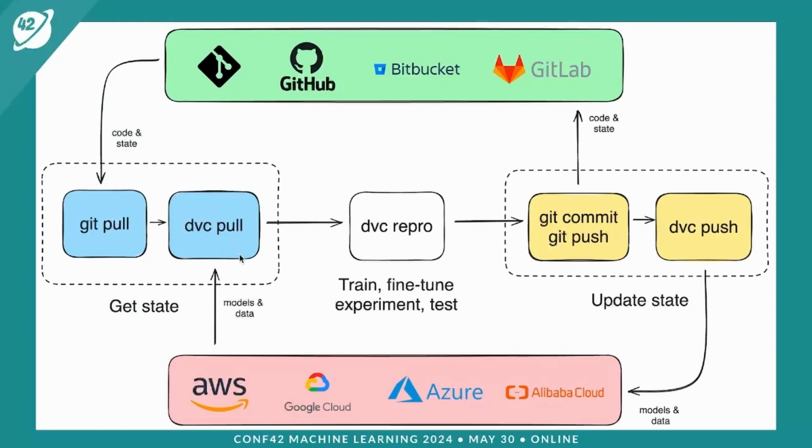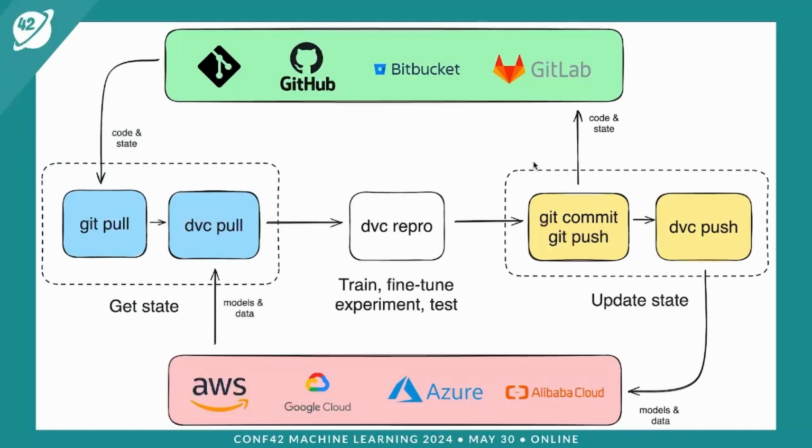This will connect to the remote storage and pull all the big files that are stored there, and they're going to be stored in our cache. Any changes that were made will also be synced with our local cache. Then we will run dvc repro that will run our training, fine-tuning, testing, everything we want. We can try different parameters. Then we commit all the changes.